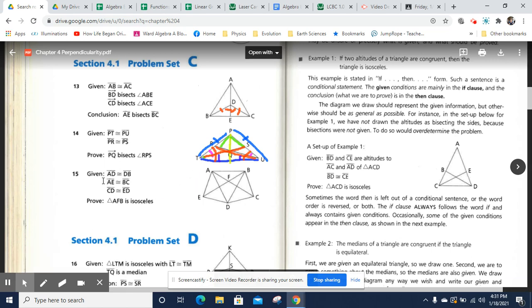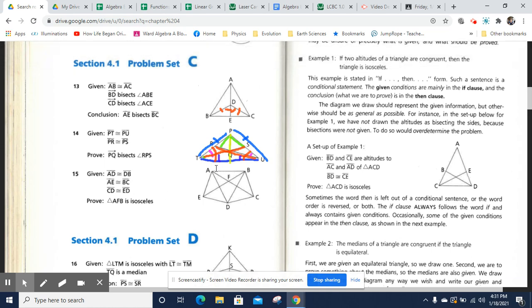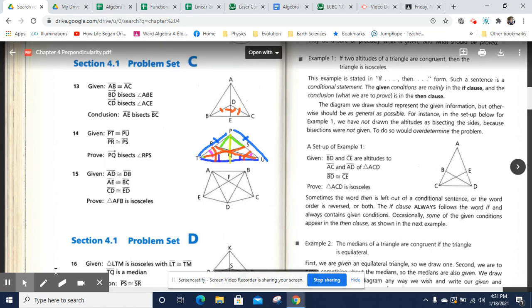So 15 may require a couple of detours. So we're trying to prove AFB is isosceles, and we've been given a bit of information. We know that AD and DB are congruent. We know that AE and BC are congruent. And we know that CD and ED are congruent.